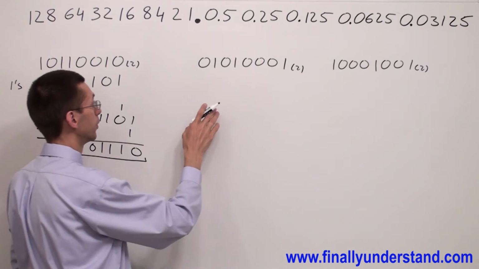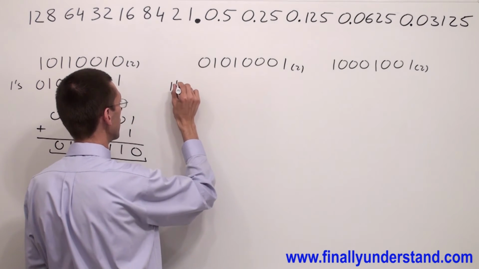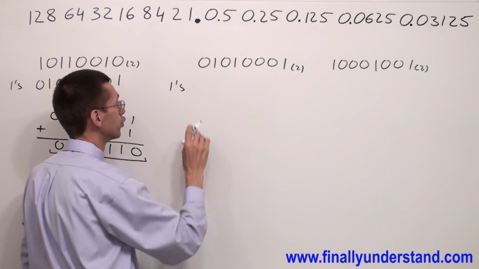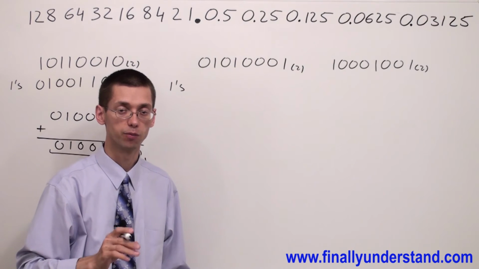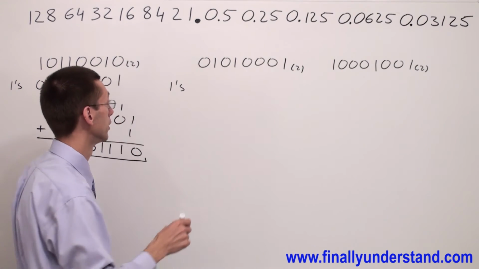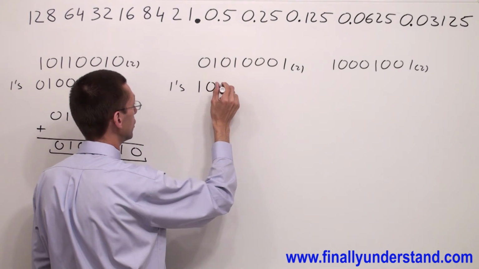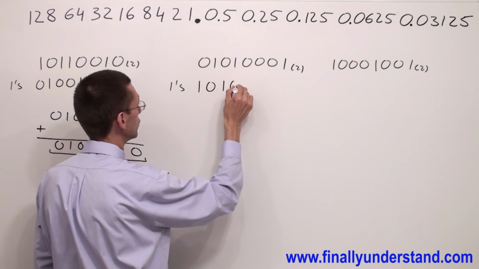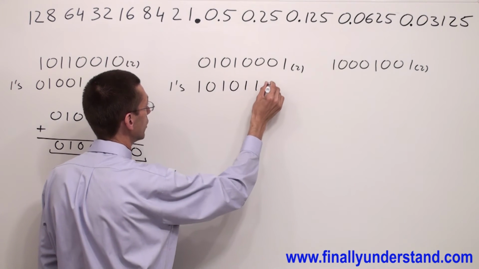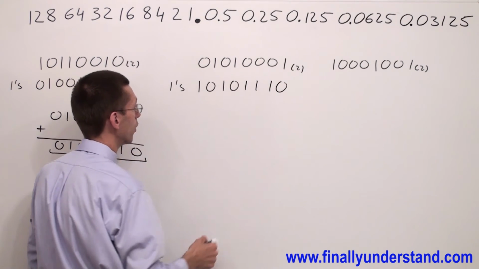Let's take a look at this one. We have to find the 1's complement first. We're supposed to convert every single bit to its complement. Simply write this as 1, 0, 1, 0, 1, 1, 1, 0. This is my 1's complement.